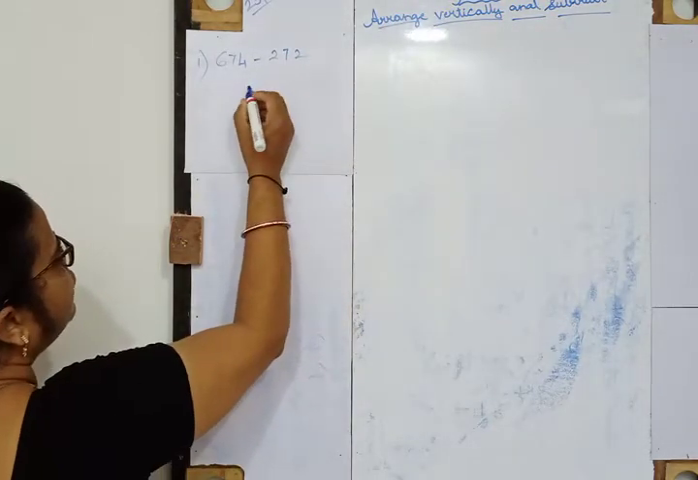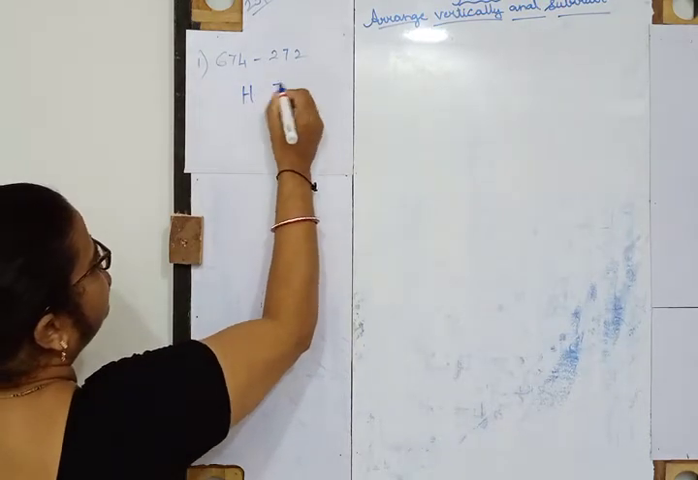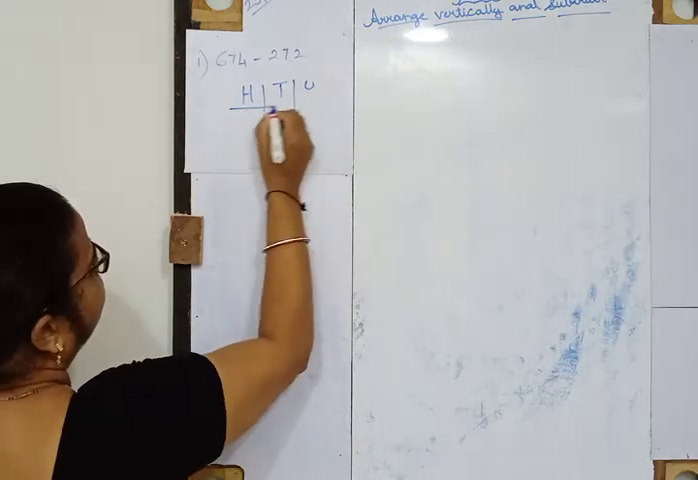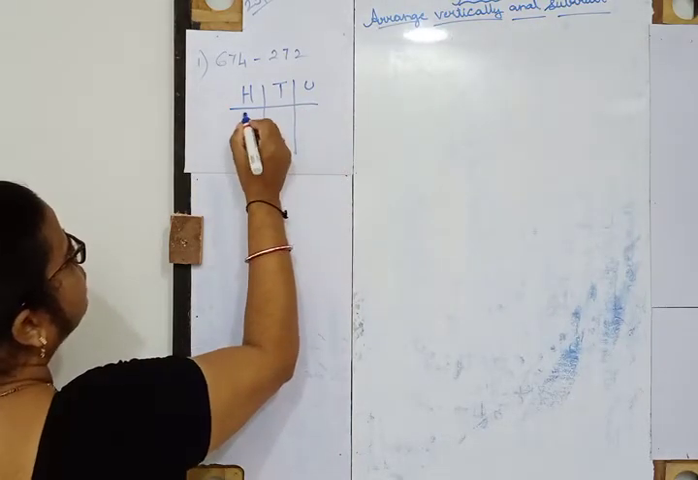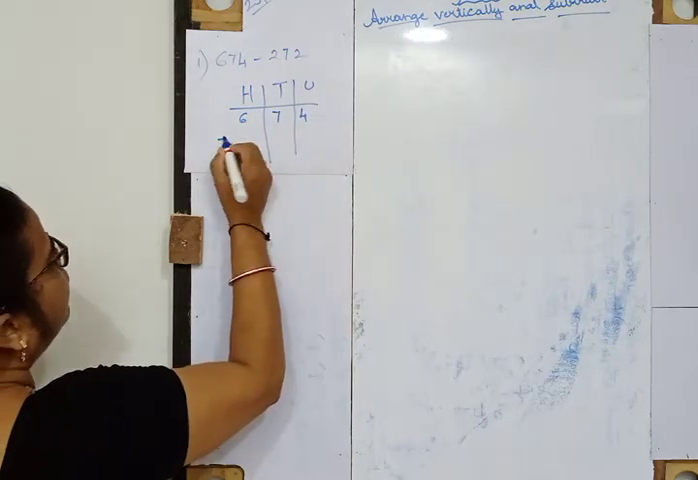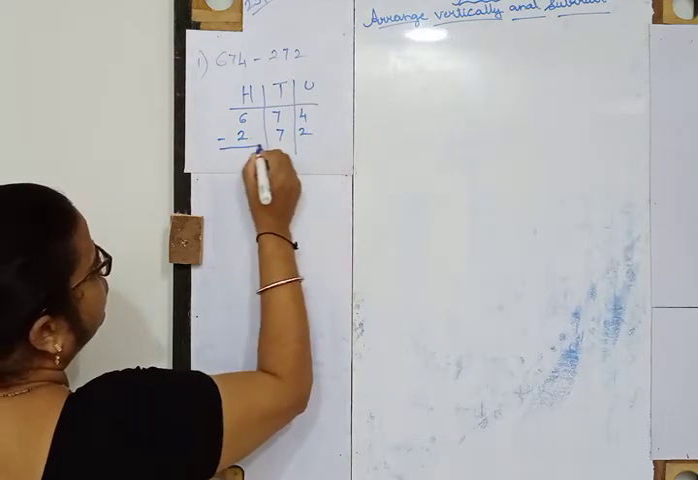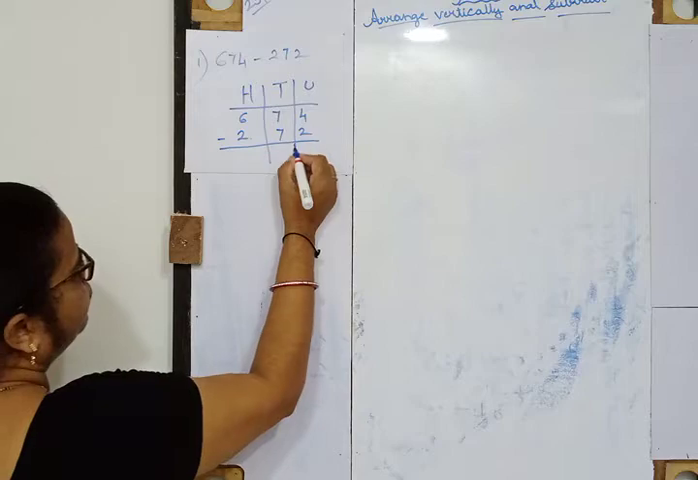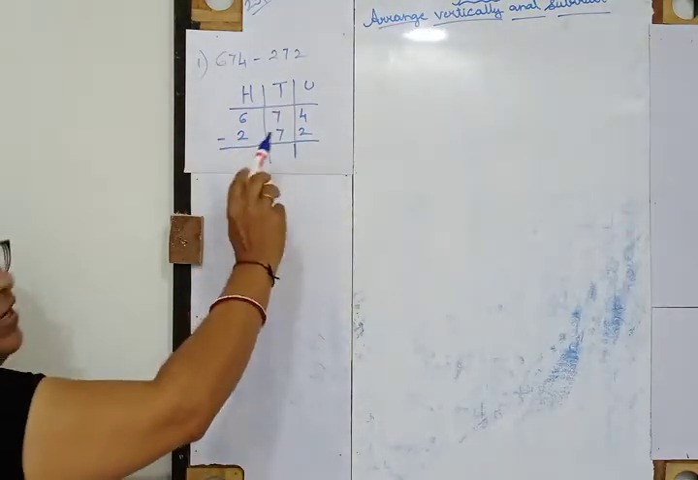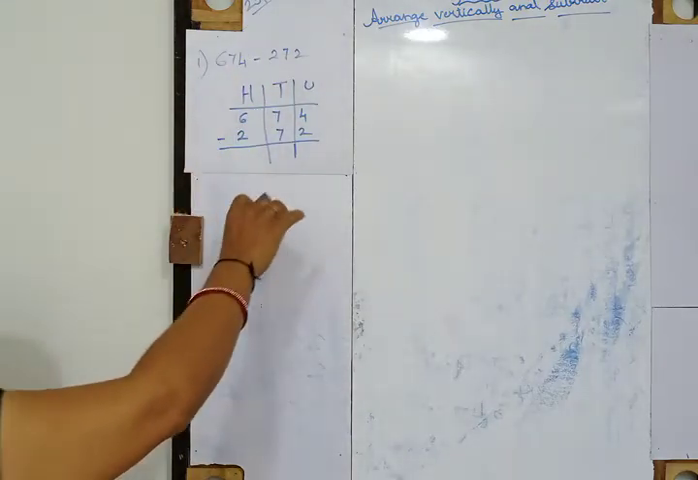First we have to arrange this vertically. So we have to write here H T U. So 674 minus 272. Look here, I have written HTU, which means hundreds, tens, units. So you have to arrange this in vertical columns.